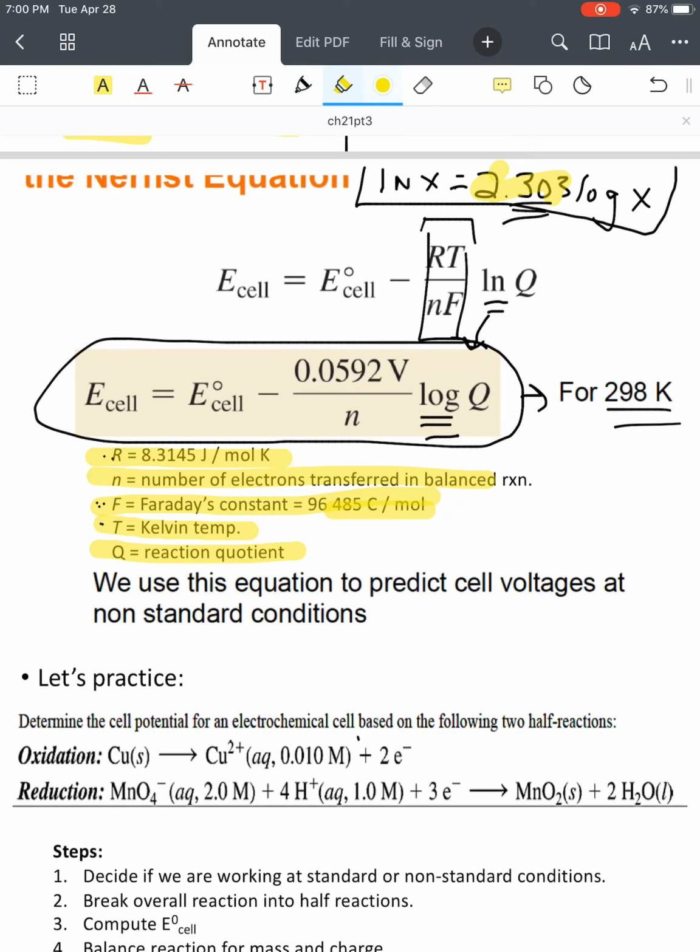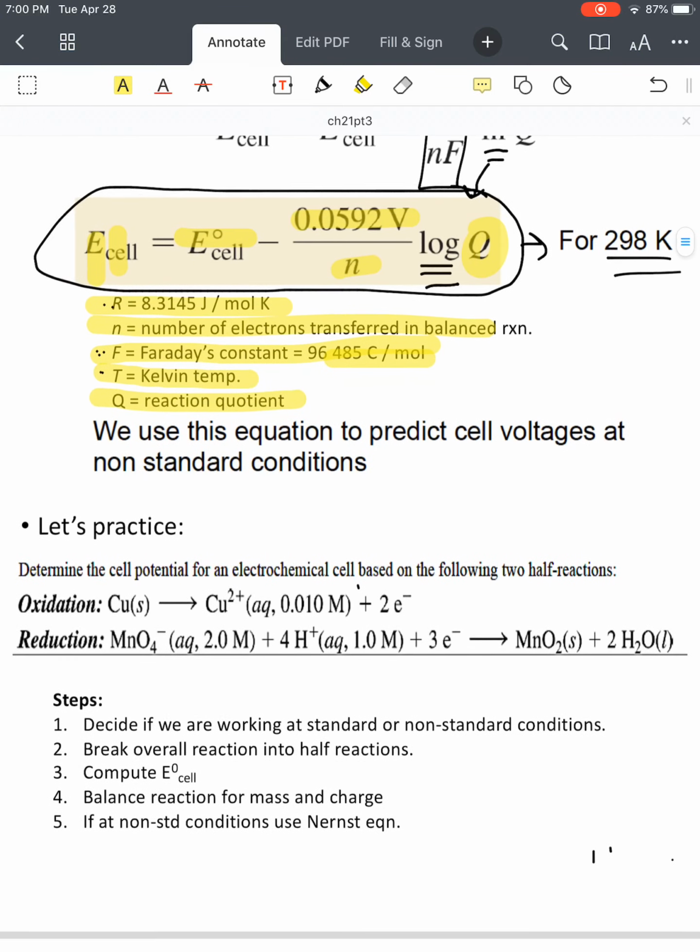Looks very simple. It says that E cell, the number that the voltmeter would read, is equal to E0 cell minus 0.0592 over N times the log of Q, the reaction quotient. This is our Nernst equation to allow us to compute the cell voltage under non-standard conditions. Now, I want to show a practice problem using this because it is an important concept. So let's try that at this time.